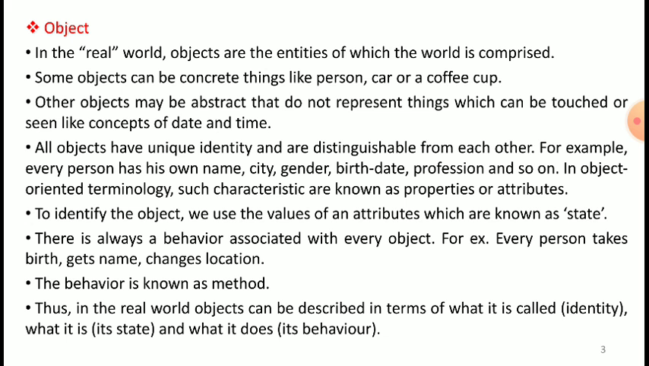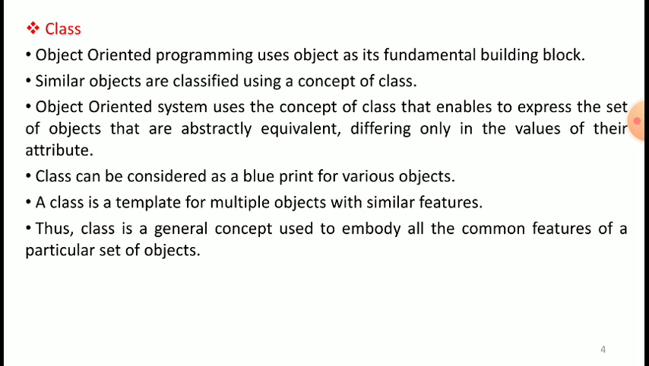And then the second way, that is a class. That means from the example of the object person, it can be easily seen that various objects possessing the same characteristics and behavior differ from each other only in the state, that means the values of the data they hold. Object oriented systems use the concept of class that enables expressing the set of objects that are abstractly equivalent, different only in the values of their attributes.